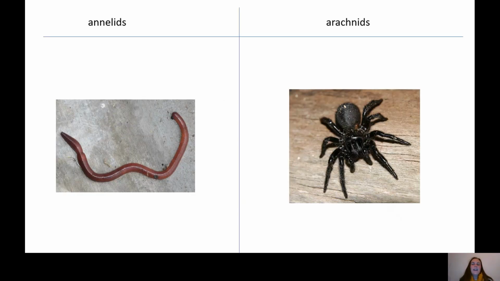This week, we are going to look at two more groups of invertebrates. One group is called the annelids, and one group is the arachnids. As you can probably see from the picture, an example of an arachnid would be a spider, and an example of an annelid is a worm. So let's just have a quick look at what identifies each one of these groups.